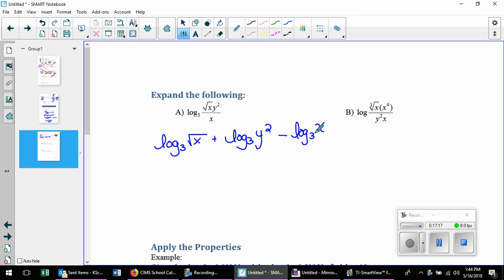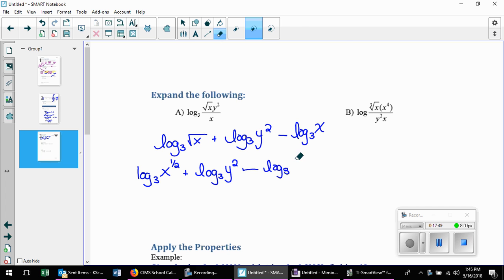Okay, so what do we do now? Because this isn't finished. Okay, so this changes into an exponent. So log base 3 of x to the exponent 1/2 plus log base 3 of y squared minus log base 3 of x. Oh, that should not be up there. There we go. So now what?